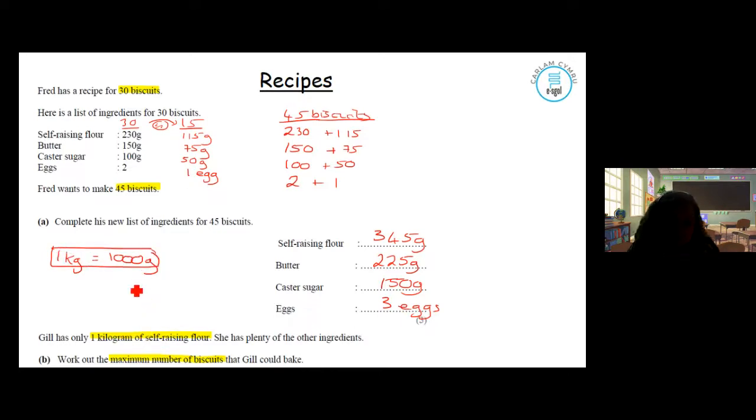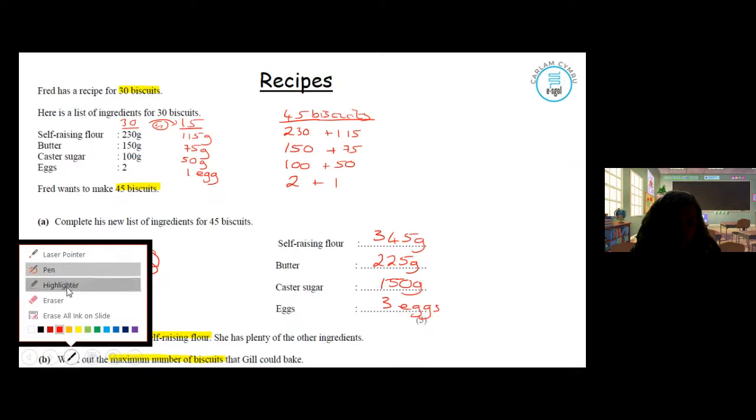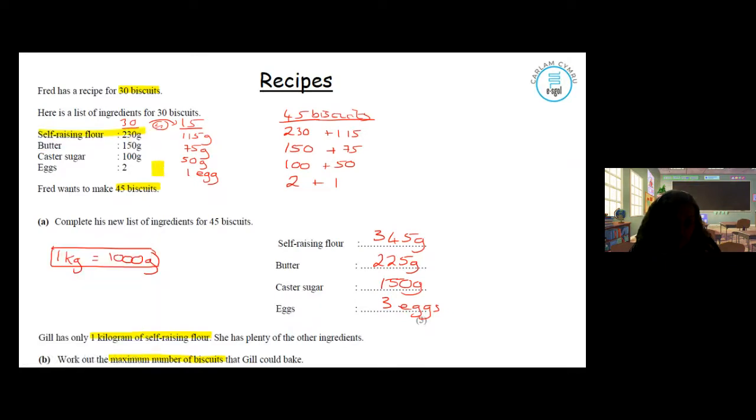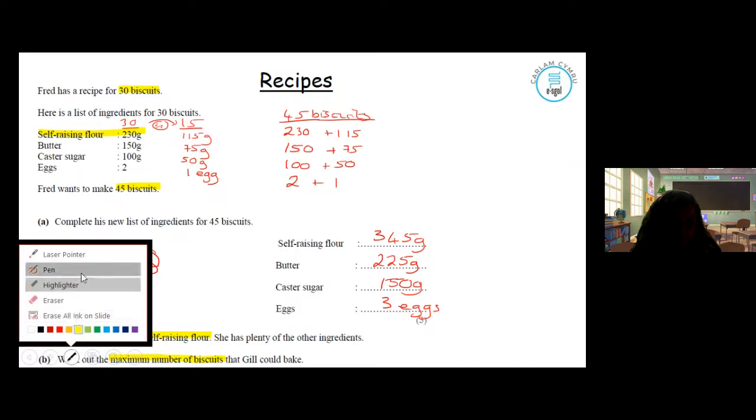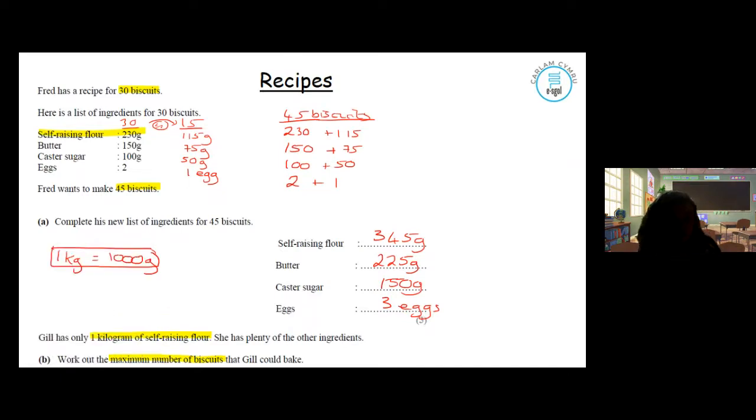Okay, so that means I have 1,000 grams of self-raising flour because she's got 1 kilogram. And up on the top where we started, we had 230 grams of self-raising flour for every 30 biscuits. So we need to find out how many 230s I can use out of 1,000. And then I need to go a little bit bigger. Okay then, so 230 grams needs to be divided into 1,000. So I'm going to do 1,000 divided by 230.